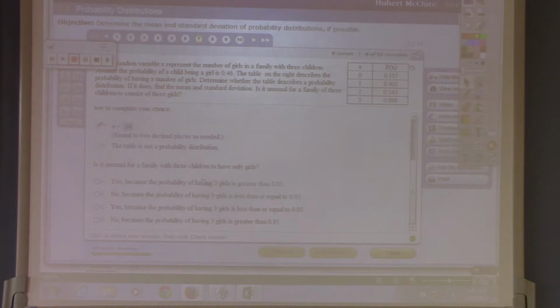Is it unusual for a family of 3 children to have only girls? Well, what is only girls? 0.098. What would that be in money? 10 cents. That's right, class. Y'all telling me y'all don't know that that's 10 cents? Vanna, does that look like 10 cents to you? Thank you, Vanna.